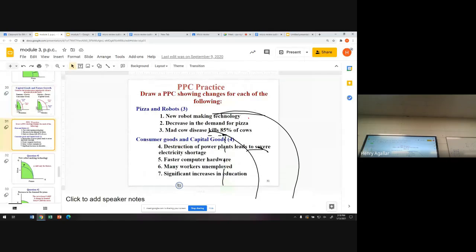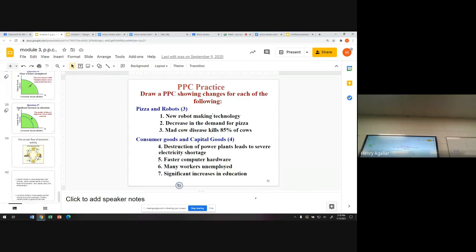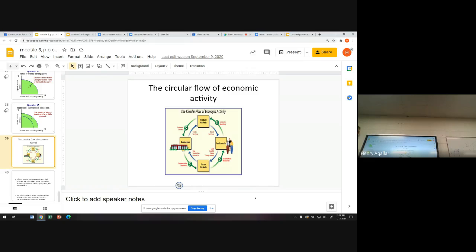There's a bunch of practice slides that you could just go through and see if you can do them, but it should not be a problem. Okay. Are there any questions about production possibilities curve? Just remember the assumption that the line is full employment of your resources. That's being completely efficient.